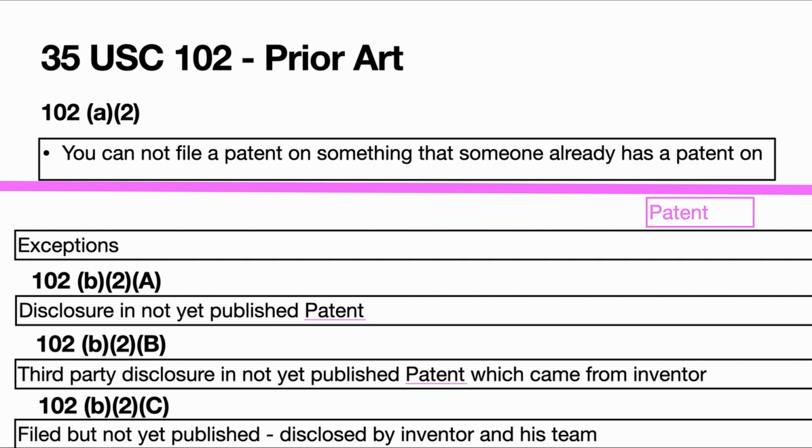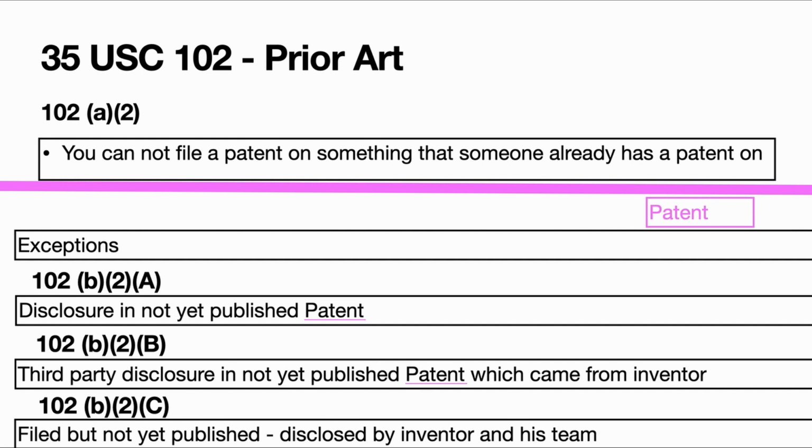Okay, exceptions. 102B2A, disclosure and not yet published patent. So that means that someone else has filed a patent or a provisional, and it's not yet published, but it's known to the patent office. There is a way to search these things, because they are public knowledge once you disclose to the patent office. So it's not a disclosure to Google or Scientific American or the New York Times, but it is available to find, and you just have to know how to look it up.